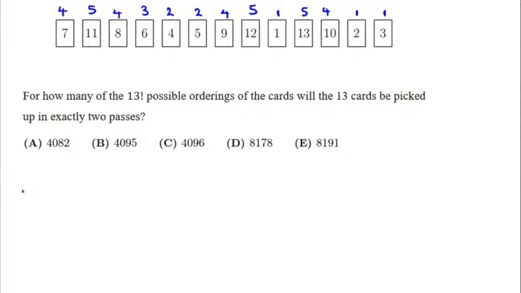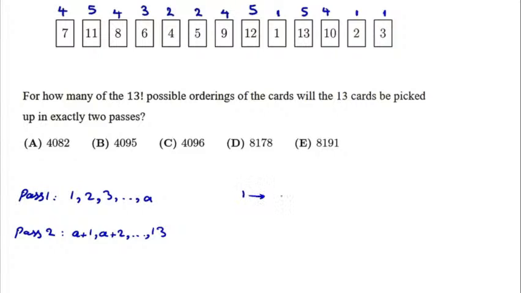Okay, when we have 2 passes, in pass number 1, for example, you take 1, 2, 3 up to A. In pass number 2, you select A plus 1, A plus 2, up to 13. So it means 1 should be on the left of 2. I draw the diagram. 2 before 3, 3 before 4, 4 before A, but A is not before A plus 1 because A plus 1 is in the second pass. So A is after A plus 1, but again, after A plus 1, we have A plus 2, A plus 3 up to 13.